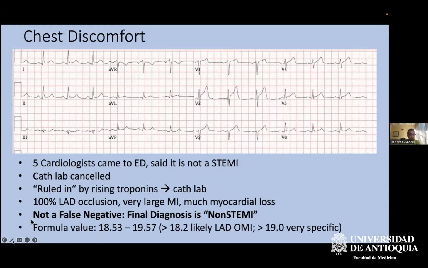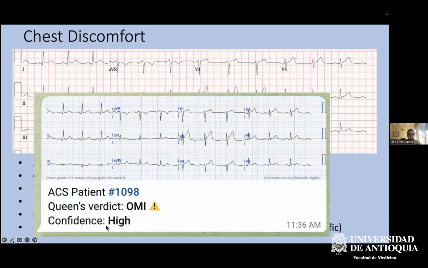The formula I was telling you about that differentiates between the ST elevation of LAD occlusion and normal ST elevation gave a high value. It was 18.53 to 19.57, and greater than 18.2 is likely LAD OMI. And sure enough, that was. And so you send it to the Queen of Hearts, and she gets OMI with high confidence for that EKG.